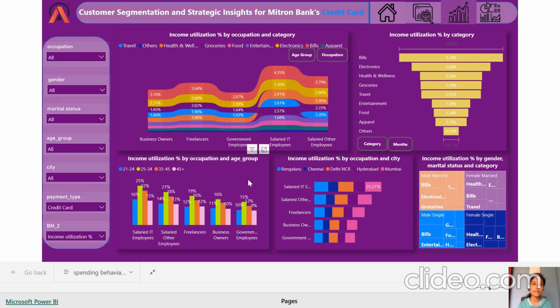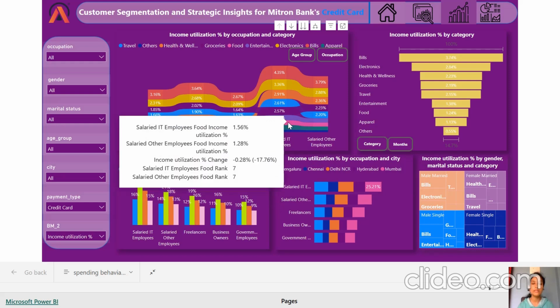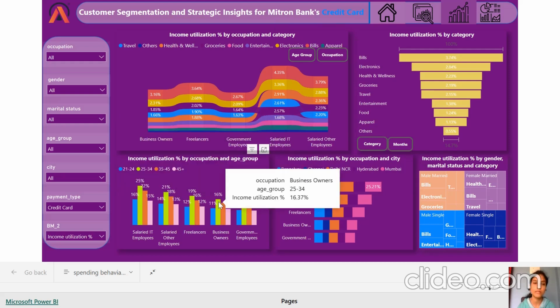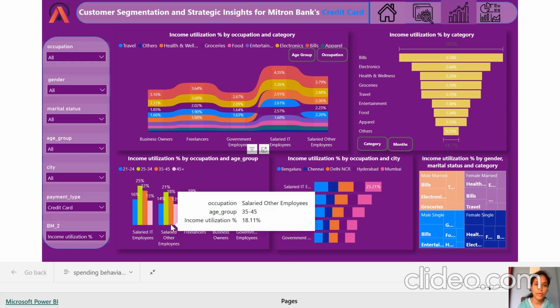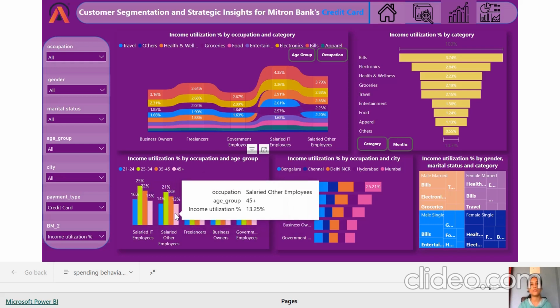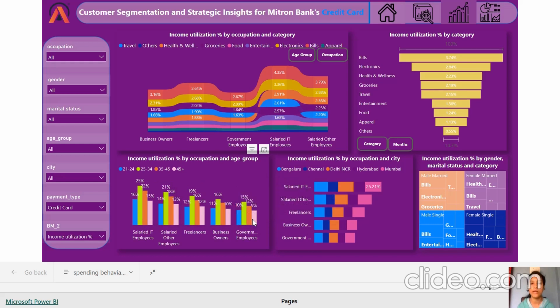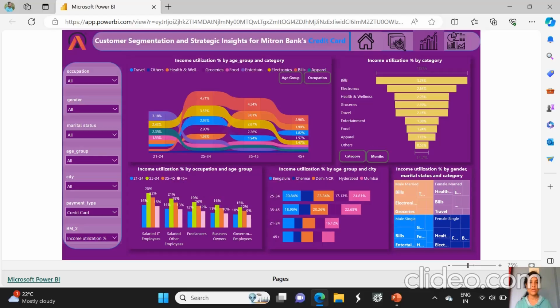If I consider the age group and the occupation separately, this graph gives the same result: salaried IT employees and salaried other employees have a higher income utilization percentage compared to freelancer, business owner and government employee. And the 25 to 34 and 35 to 45 age groups have a higher income utilization percentage compared to other ages. Yeah, this is all about the analysis in terms of income utilization percentage.